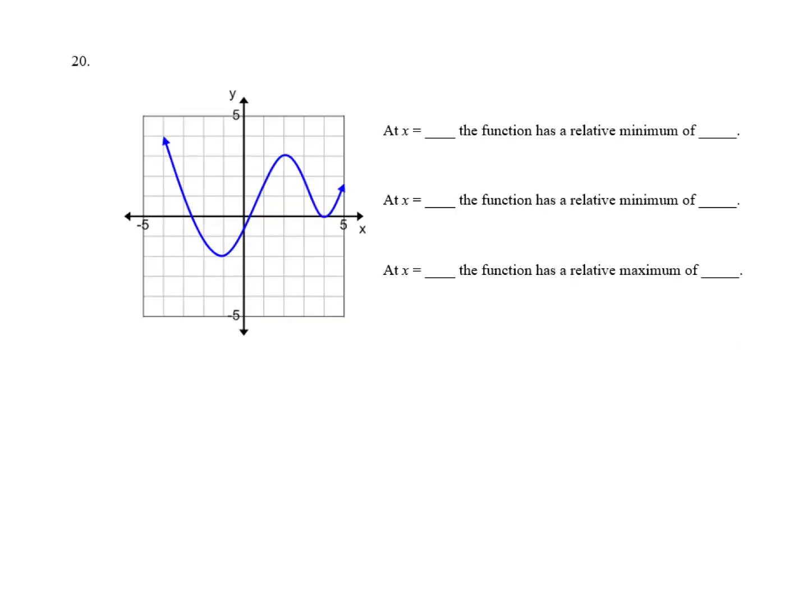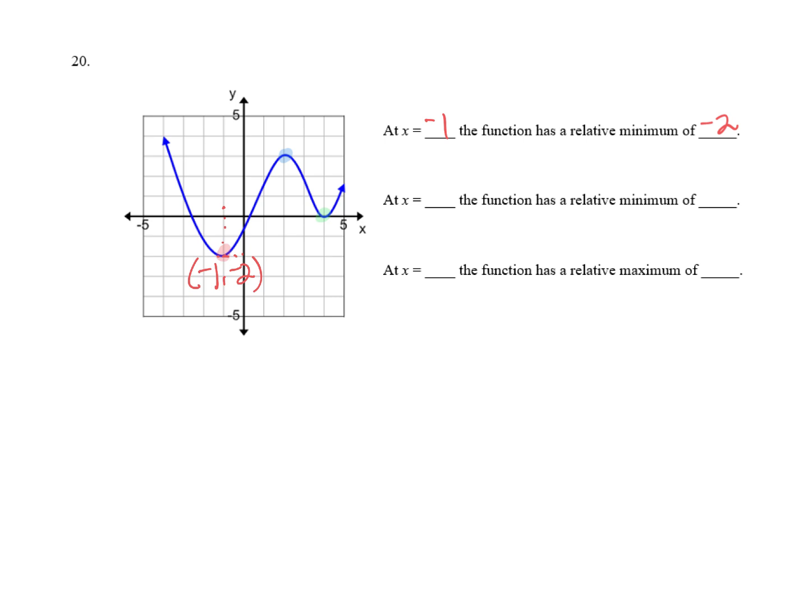So let's do another one. So let's identify where our points are. We have a relative minimum here. We have a relative maximum here. Then we have another relative minimum here. So let's just start on the left with that first one. We have a relative minimum. Where is the relative minimum? Well, the relative minimum is at x equals -1, and it has a relative minimum value of -2 because that point is -1, -2.